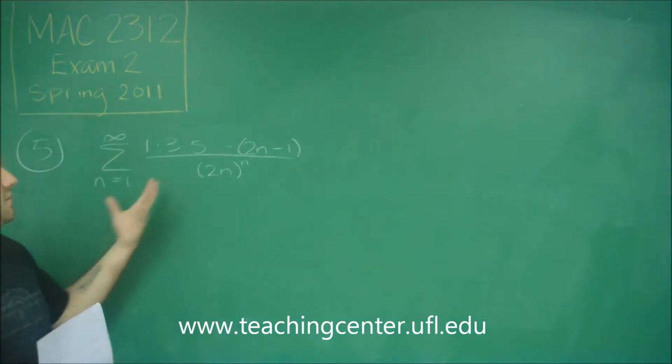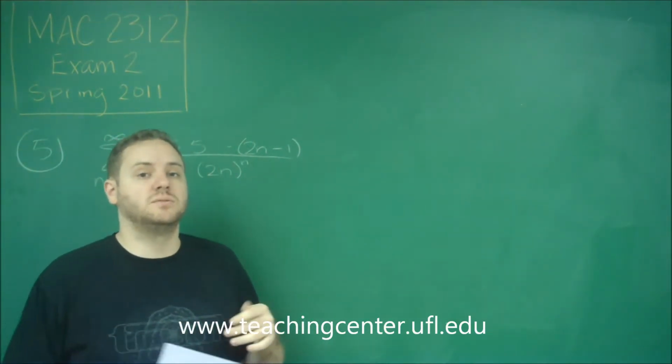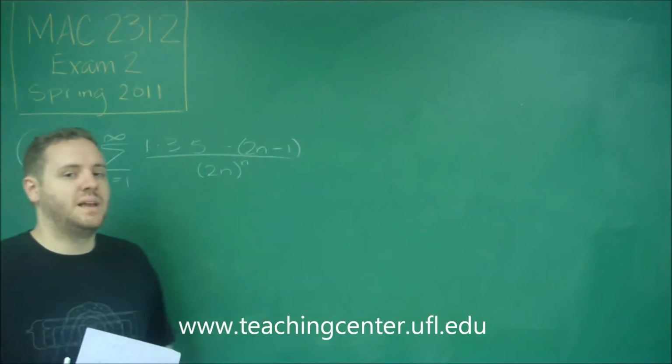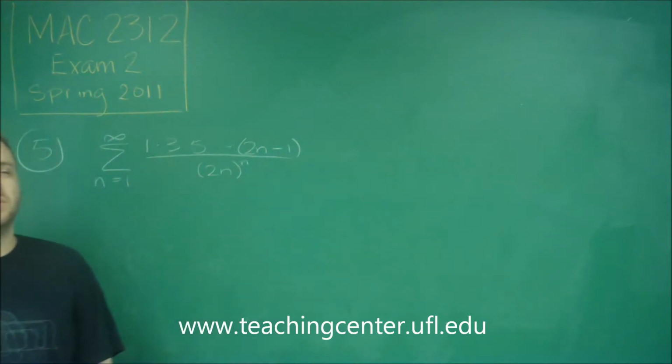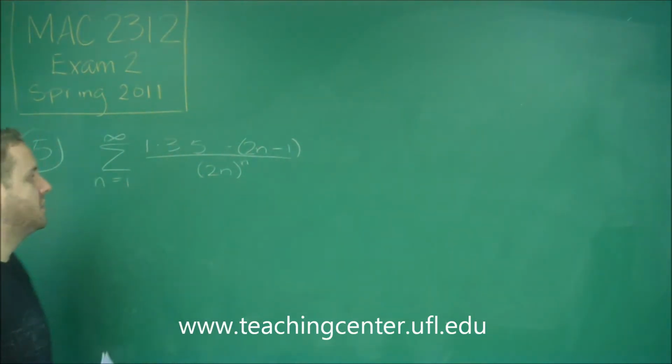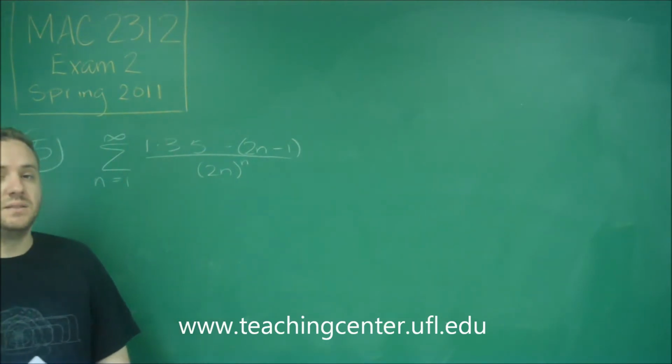So you have a couple conflicting things that might confuse you on which test to choose. You do have part of it raised to the nth power, so you might think root test. In that case, that would actually make it more difficult. It might be possible, but it's definitely more difficult. In this case, you definitely want to use the ratio test. That's going to be the easiest way to do it.